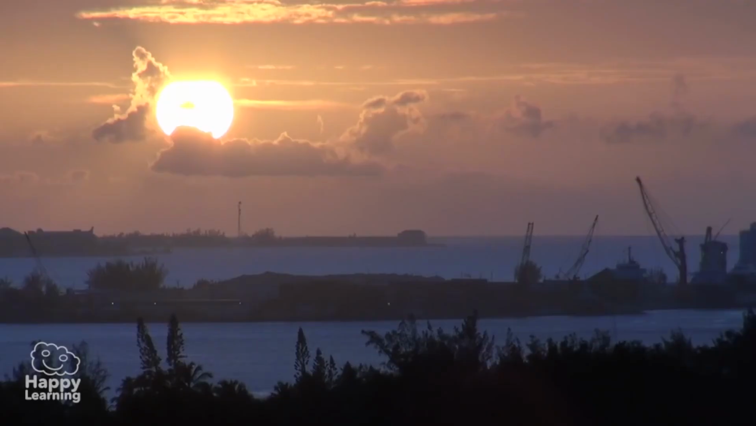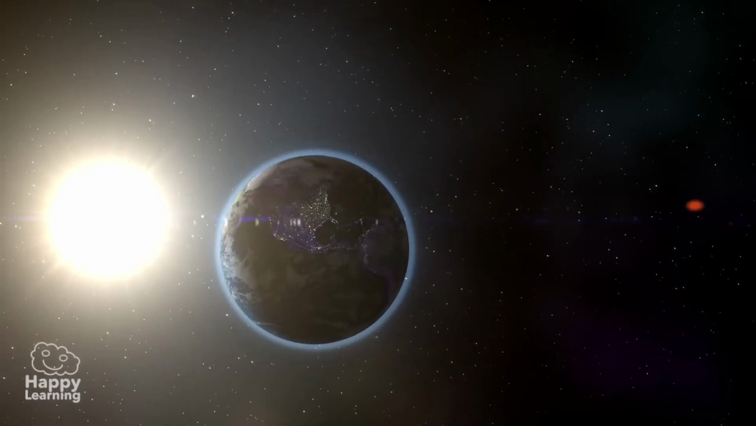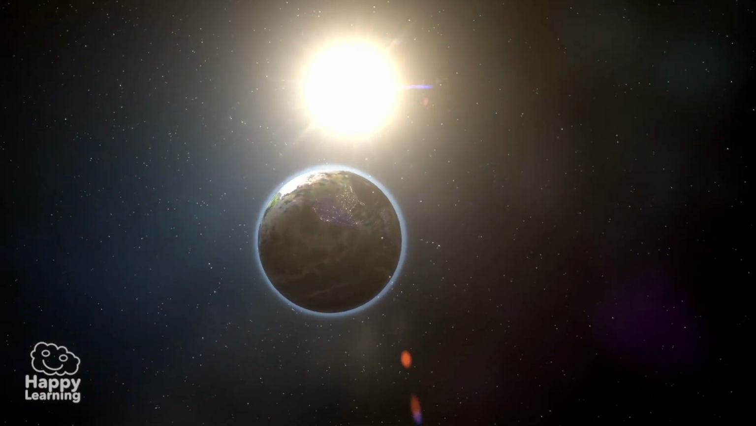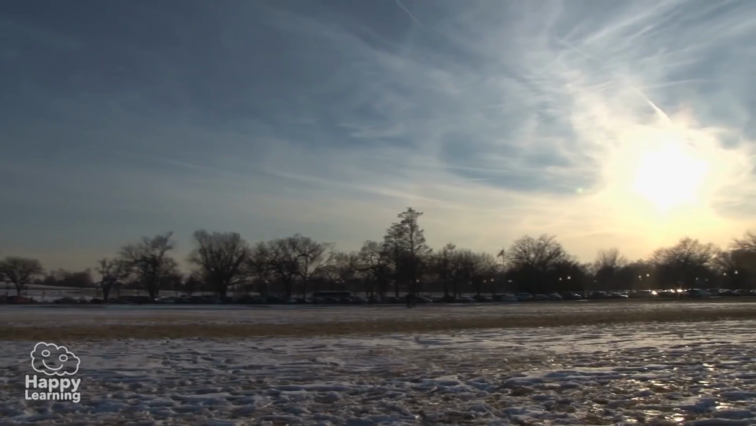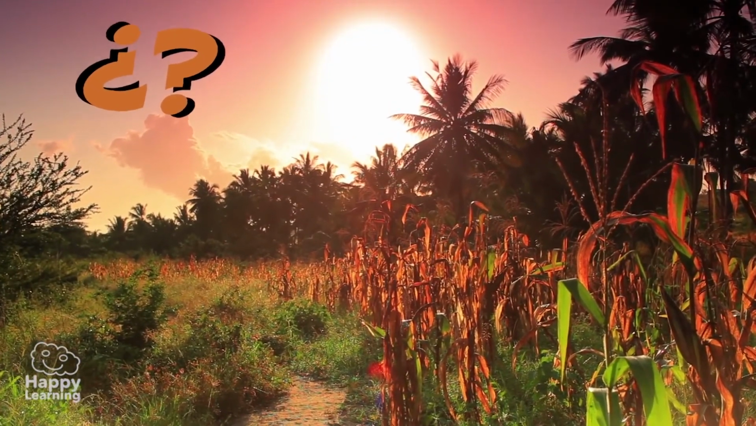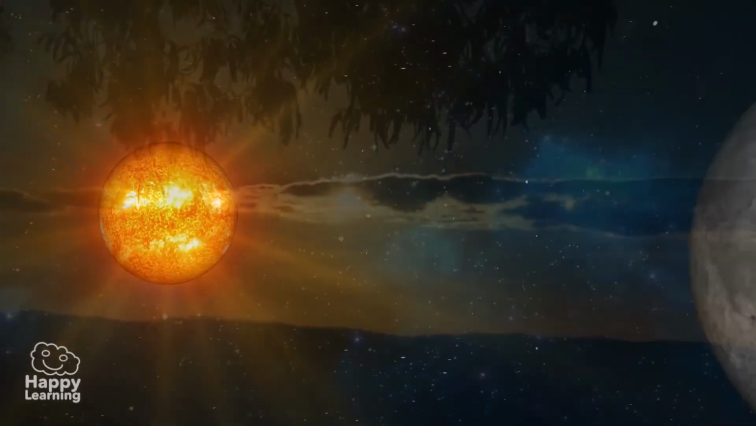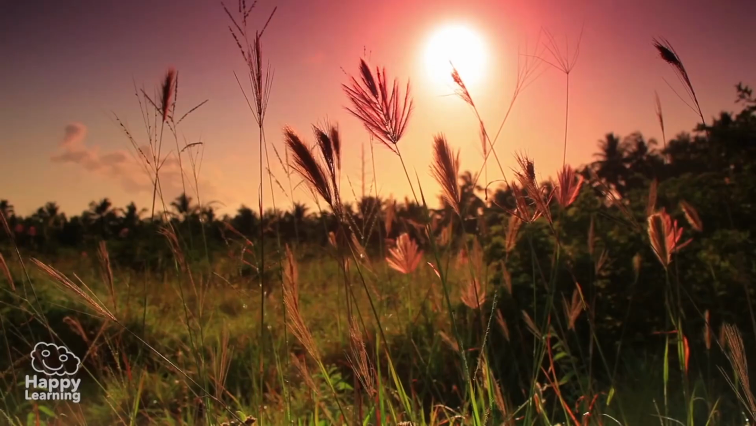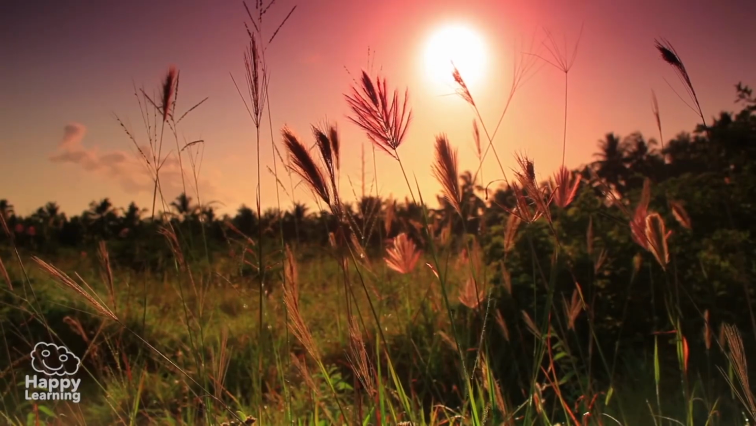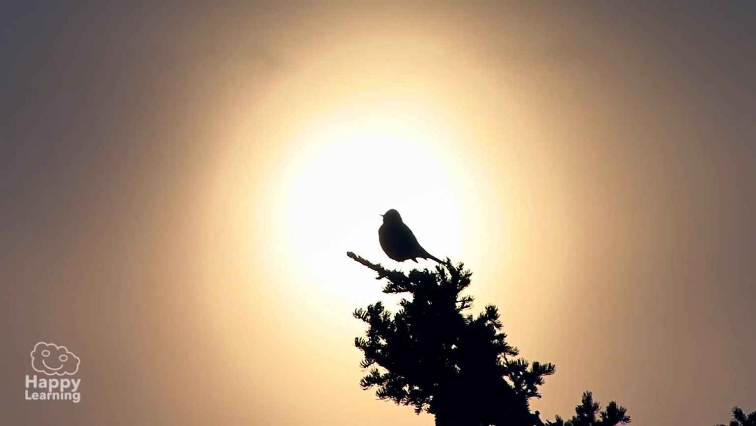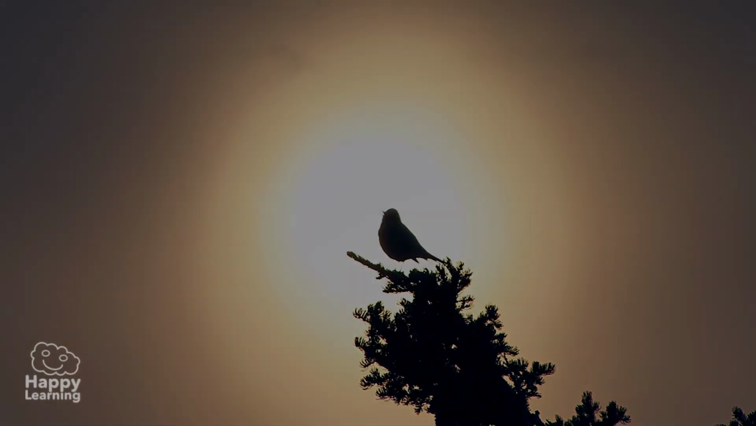The sun provides most of the energy used on Earth. This energy reaches Earth as light and heat. It warms Earth to a temperature that living things need. The energy from the sun allows living things to grow.